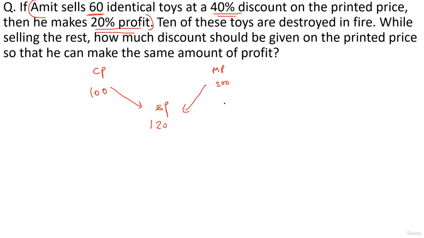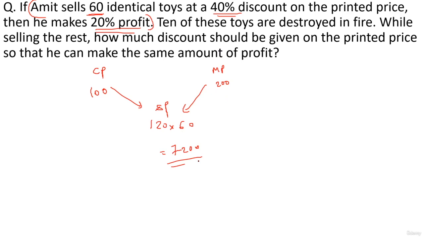Now, after having established this relation, we look at the next part of the question. 60 identical toys have been sold. So if 120 rupees is the selling price per toy, what should be the selling price of 60 such toys? 120 into 60, which is equal to 7,200.